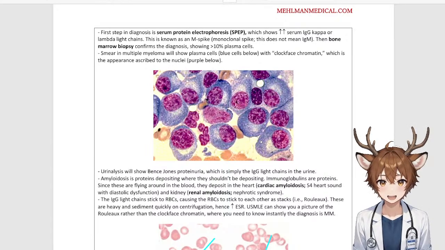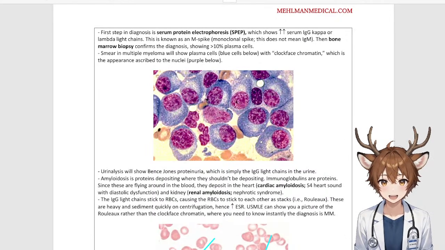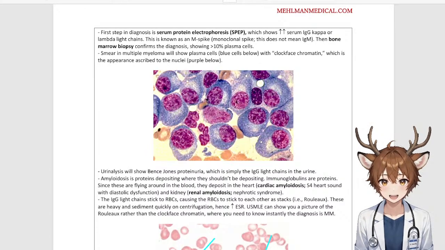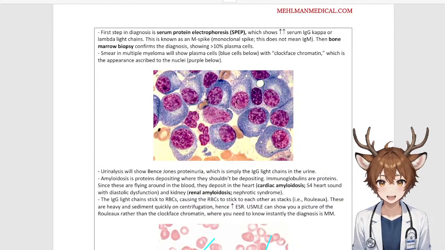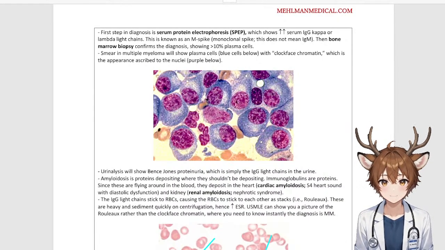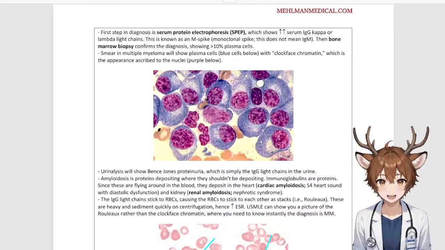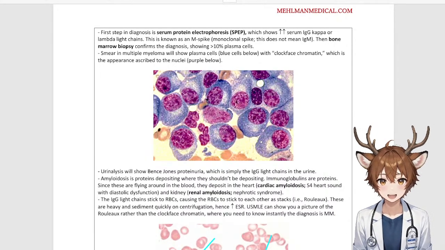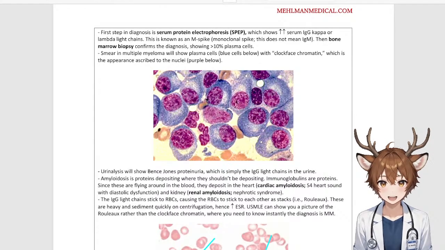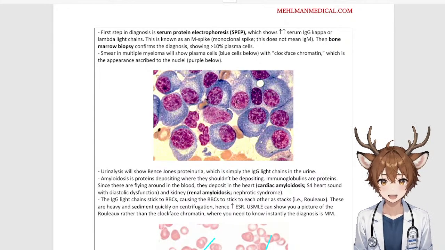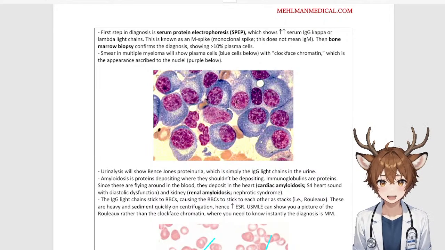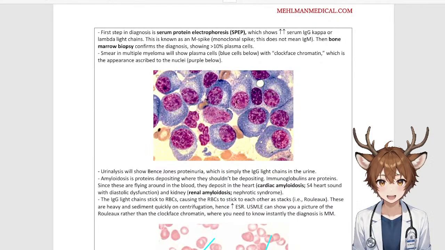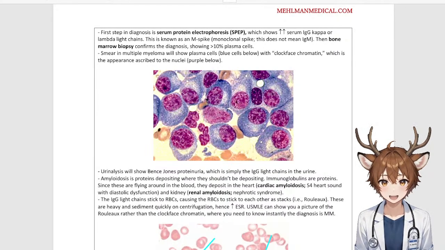First step in diagnosis is serum protein electrophoresis, SPEP, which shows a significant elevation in serum IgG kappa or lambda light chains. This is known as the M spike, monoclonal spike. This does not mean IgM. Then bone marrow biopsy confirms the diagnosis, showing greater than 10% plasma cells. A smear in multiple myeloma will show plasma cells, blue cells below, with clock face chromatin, which is the appearance ascribed to the nuclei, purple below. Urinalysis shows Bence-Jones proteinuria, which is simply the IgG light chains in the urine.